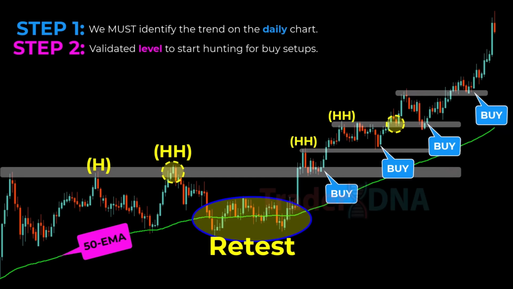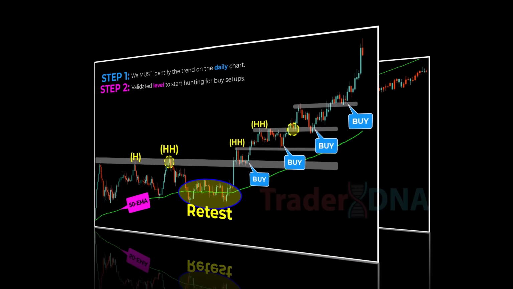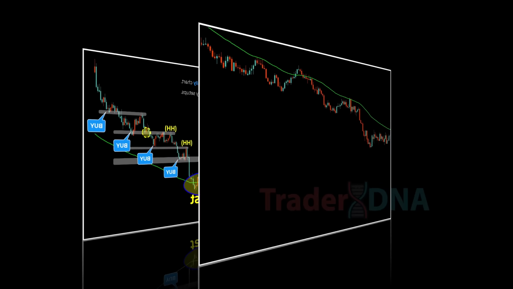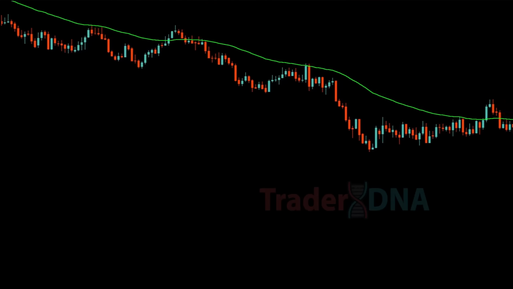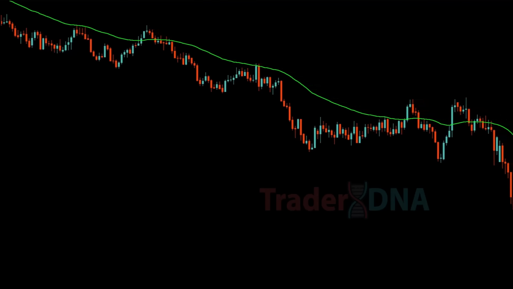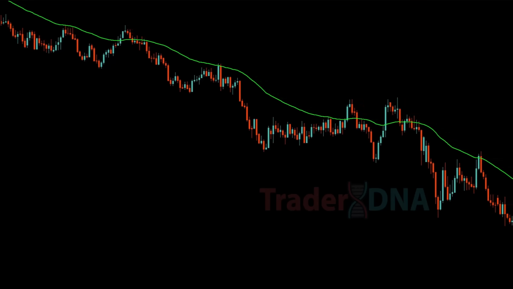I hope this walkthrough gives you a super clear understanding of how I read the trend on the daily chart, how I identify valid market structure, and how I pick out the key levels that set up the best entries on the lower time frames. Once you solidify this, you're going to see charts with a completely new level of clarity. All right, let's flip the script and look at the bearish example, because once you understand both sides, you're basically unlocking X-ray vision for reading the market.